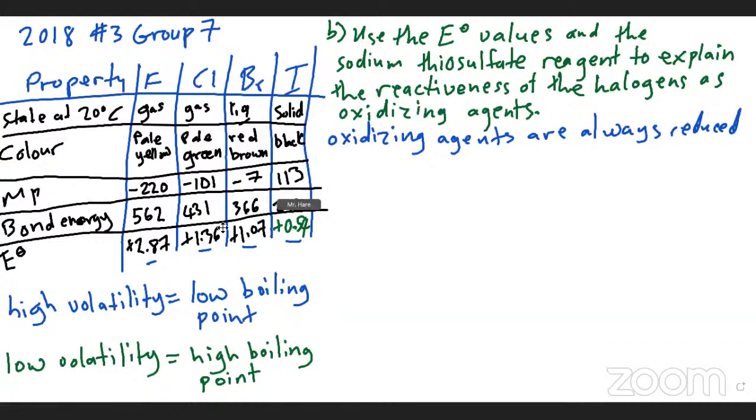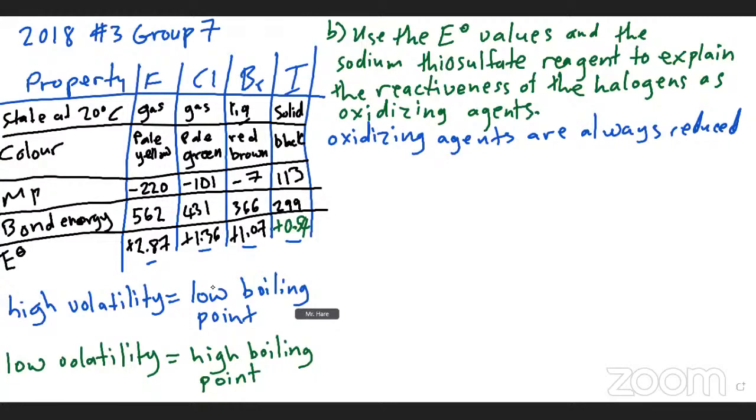So again, these values are telling you how easily it accepts electrons. And if it accepts electrons, it is going to be reduced, making it an oxidizing agent. So based on that, which of these elements would be the most reactive? Fluorine. That is correct, because it has the highest E naught value.